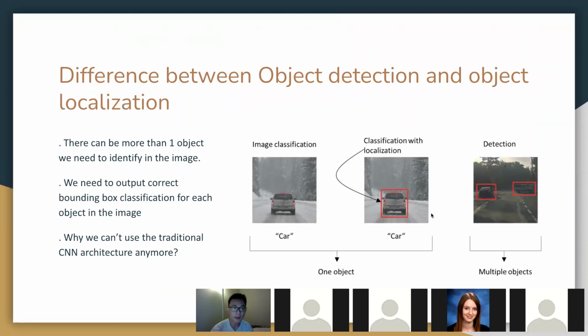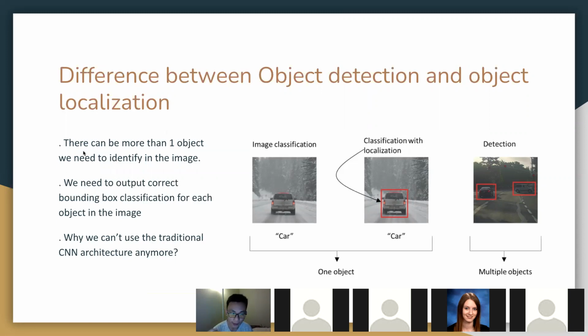So that's the difference between object detection and object localization. See this image? Image classification is a cat. Classification with localization is basically a car and a bounding box. Detection means we need to detect multiple objects in the image. There can be more than one object we need to identify, and we need to output the correct bounding box and classification for each object in the image.